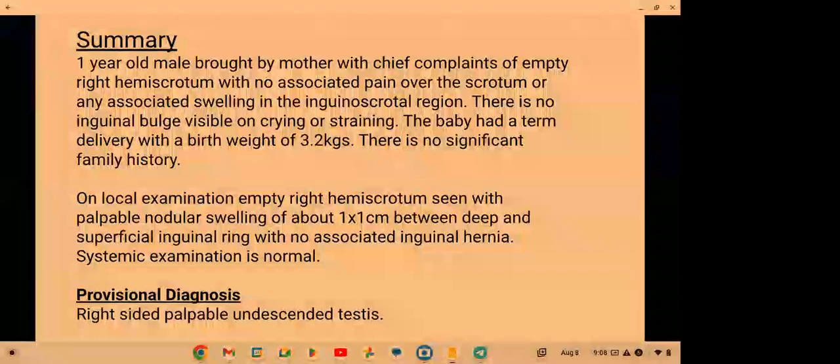So your answer is correct. For a term baby, we will have to wait for 6 months. If the testis has not descended, we will have to go for orchidopexy. And for a preterm baby, actually we have to calculate the gestational age. Suppose the child is born 1 month earlier, so you add that 1 month to your 6 months.